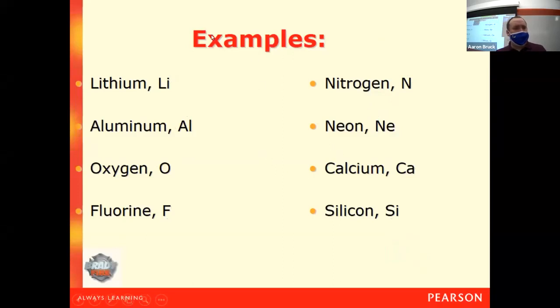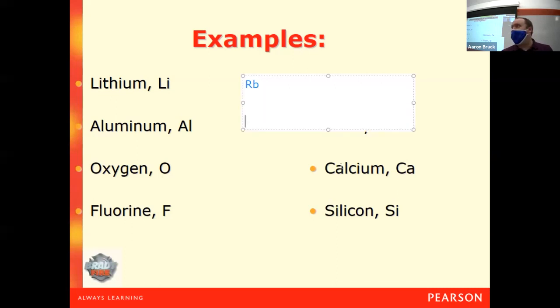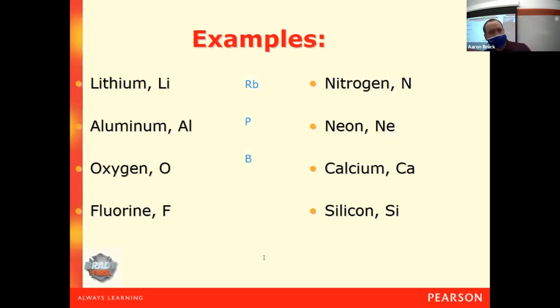Let's do rubidium and phosphorus and boron. All right, so work these out here on your own. 3 elements, find them on the periodic table, assign them the appropriate amount of dots, make sure you put the dots in the right places.